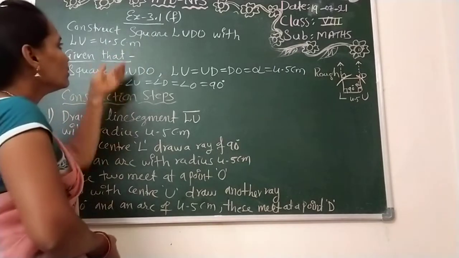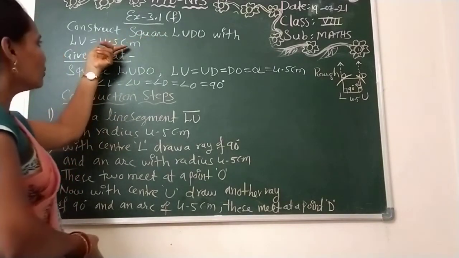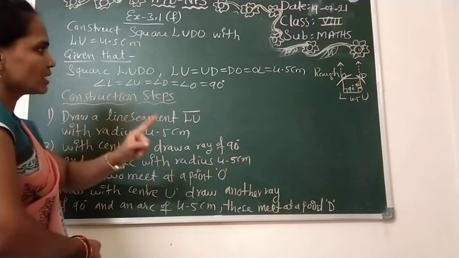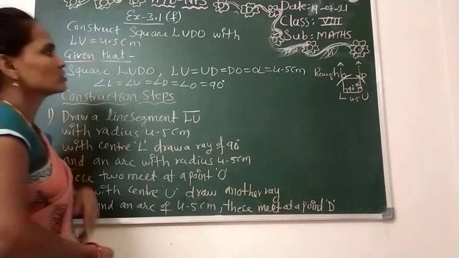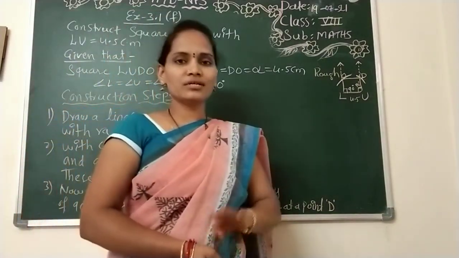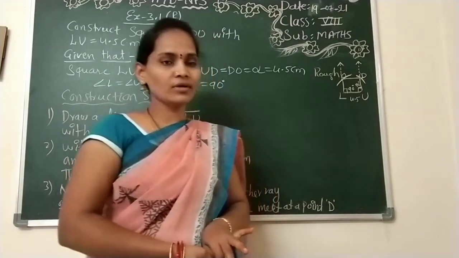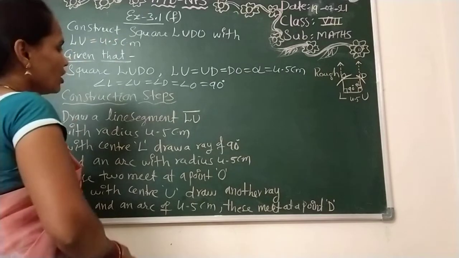See here, a square is given. Square means we only require one side length. If you have one side length, then we can construct a square. Why? Because all sides are equal in a square. So one measurement is enough for that.